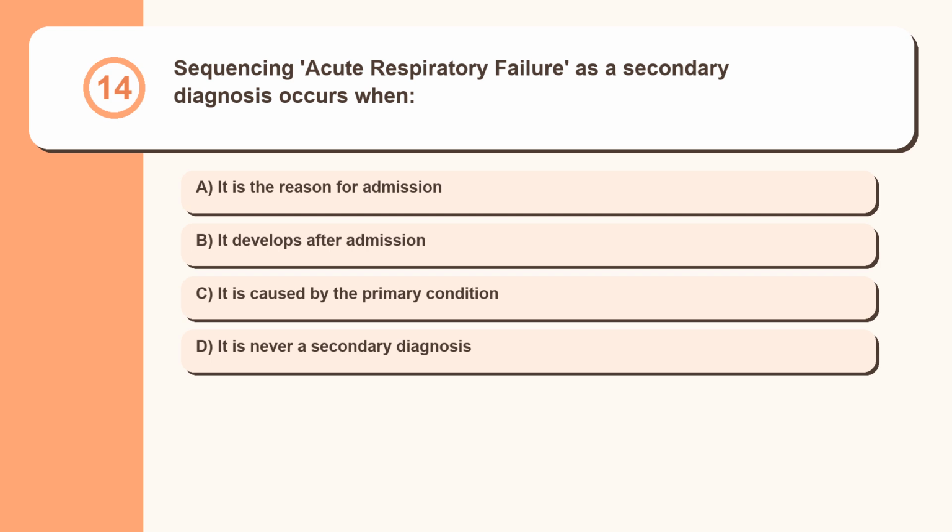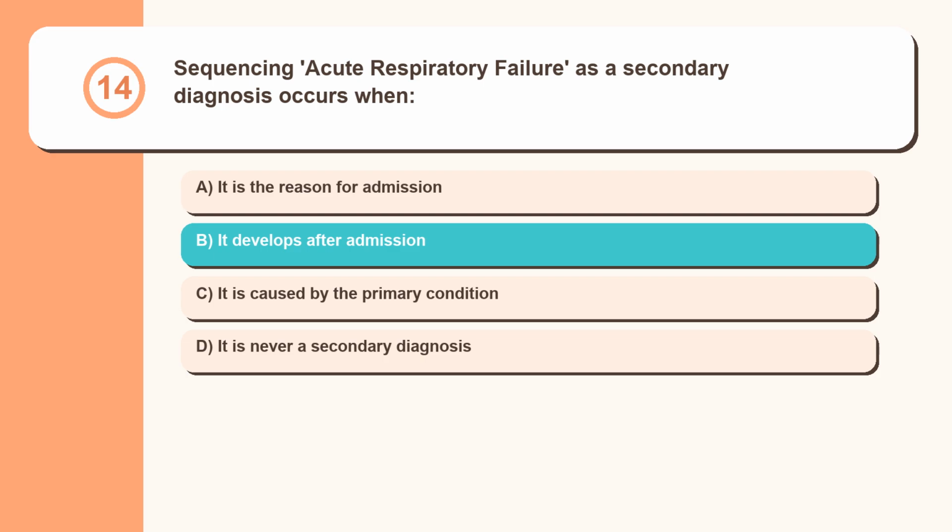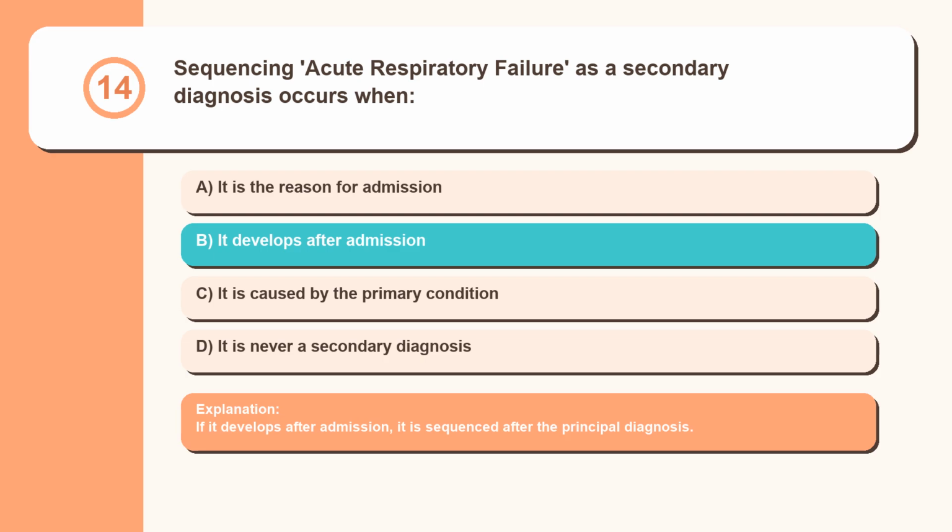Question 14. Sequencing acute respiratory failure as a secondary diagnosis occurs when it is the reason for admission, it develops after admission, it is caused by the primary condition, it is never a secondary diagnosis. If it develops after admission, it is sequenced after the principal diagnosis.